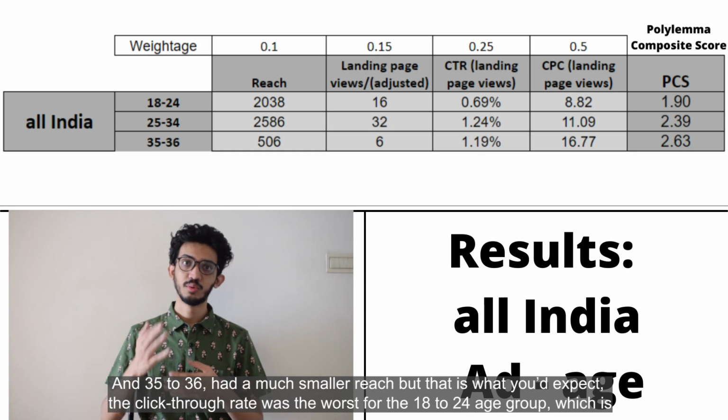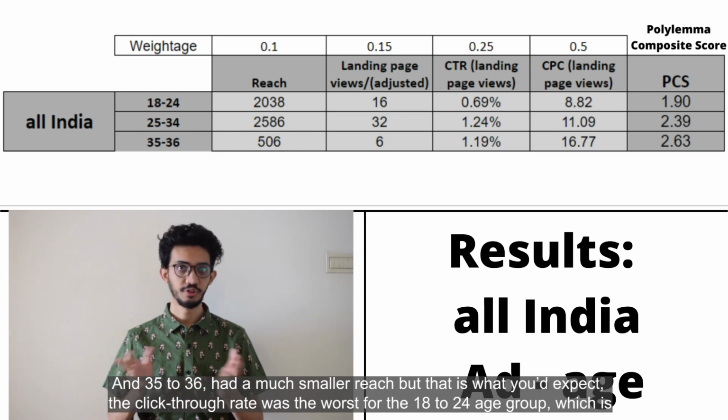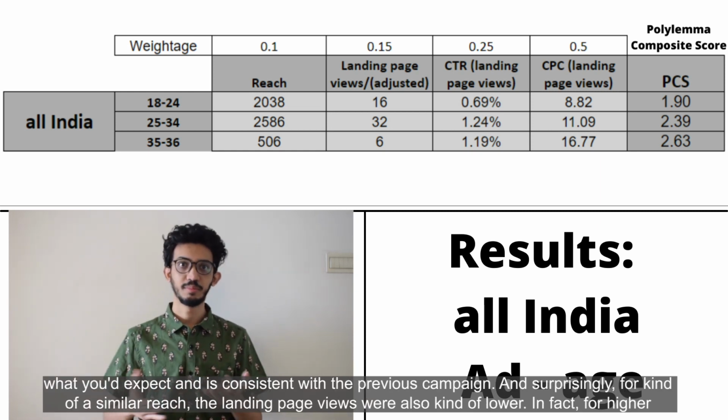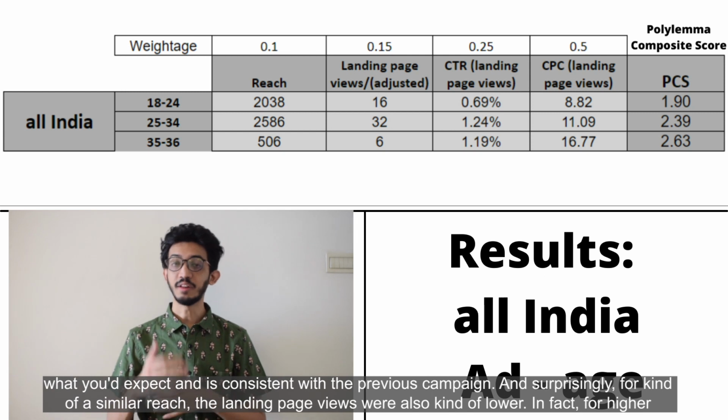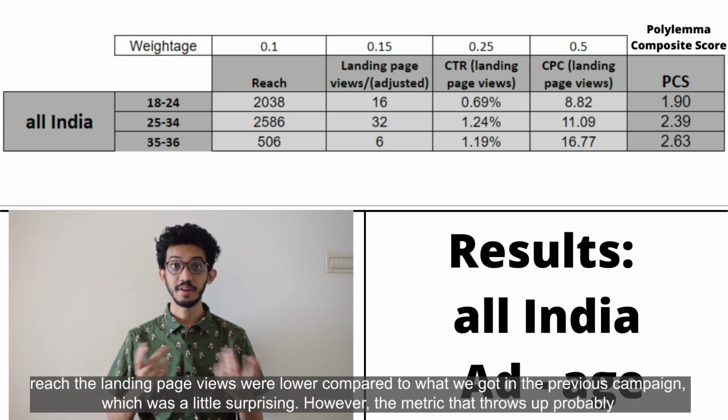Again, the click-through rate was the worst for the 18 to 24 age group, which is what you'd expect and is consistent with the previous campaign. And surprisingly, for a similar reach, the landing page views were also lower. In fact, for a higher reach, the landing page views were lower compared to what we got in the previous campaign, which was a little surprising.